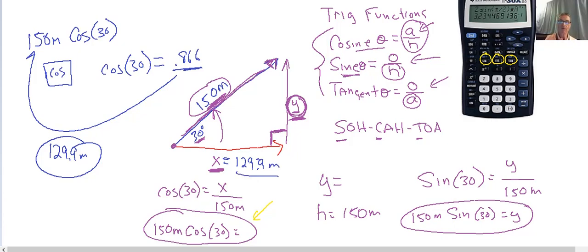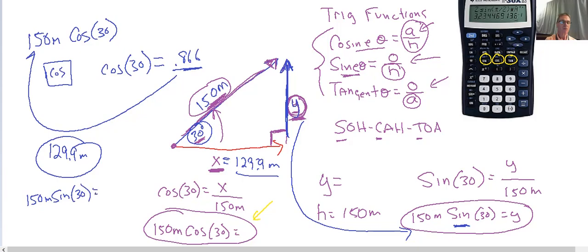How do I get my y component? Well, I said that my y component I'm going to get using the sine function, because the sine is opposite over hypotenuse. This is the opposite side right over here, opposite of the angle, because my angle is 30 degrees. And that's the y side. So in order to find y, it's going to be the hypotenuse times the sine of the angle, sine of 30 degrees. So 150 meters times the sine of 30 degrees will equal the y side.